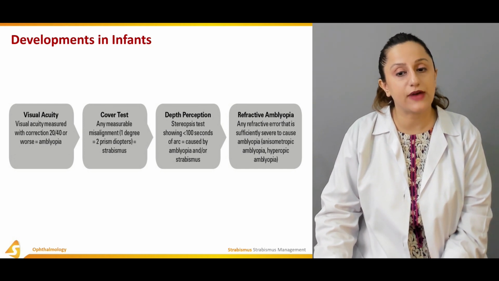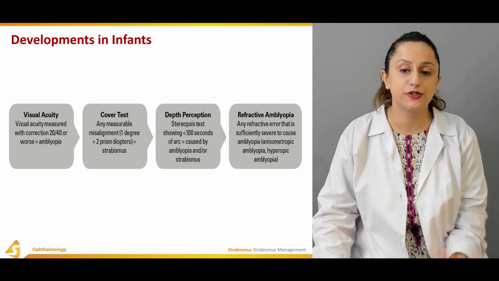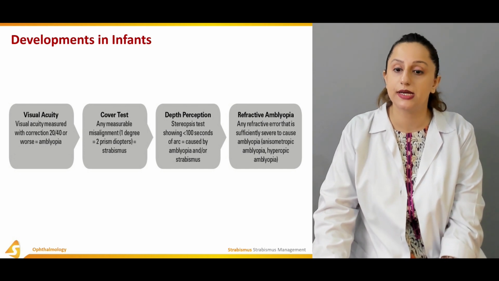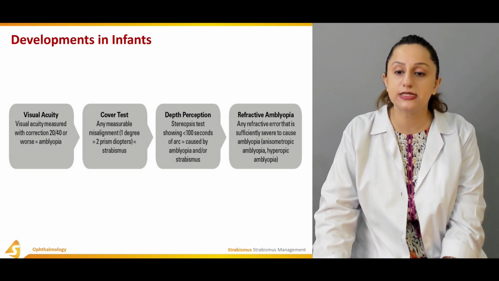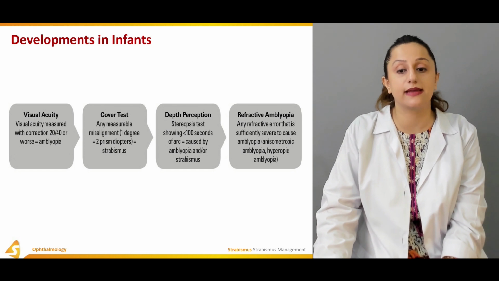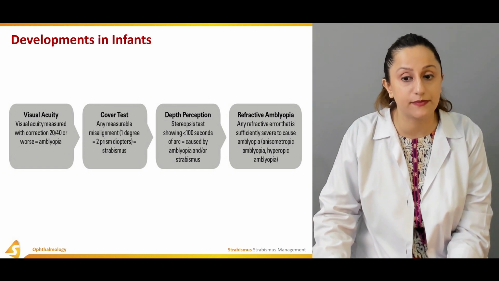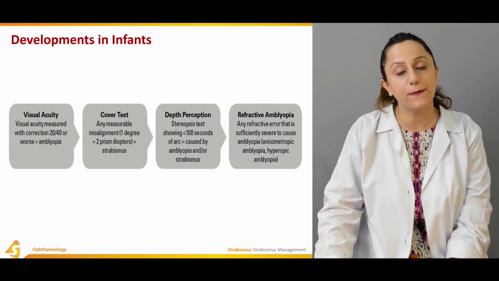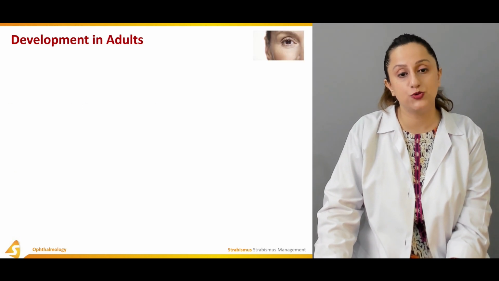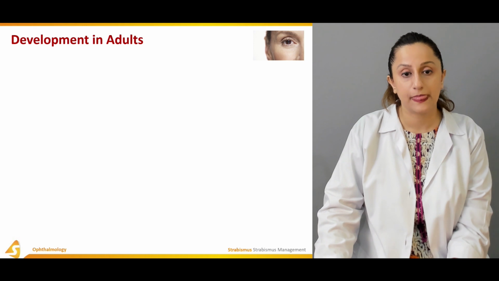Then we have any refractive amblyopia, which can be observed in these children, which is again very important. Any refractive error that is sufficient to cause amblyopia, that is basically an anisometropic amblyopia or hyperopic amblyopia, is usually seen in these cases.